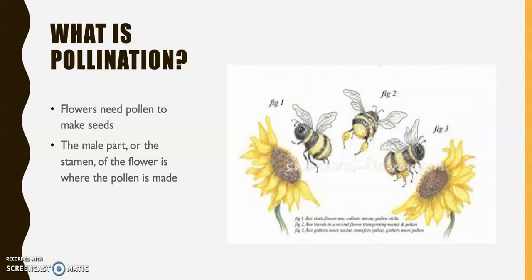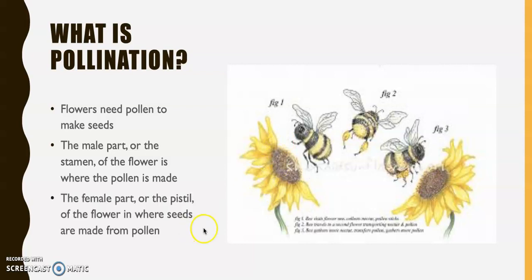The male part of the flower is where the pollen is made. So you can see the pollen right here, so you know this flower has to have stamen, or the male part, on it, because that's where the pollen comes from. The female part of the flower is where the seeds are made and where the pollen has to go. So over on this flower is where he's going to take this pollen and put it in the pistil, which is where the seeds are, and that's going to help to make more flowers.